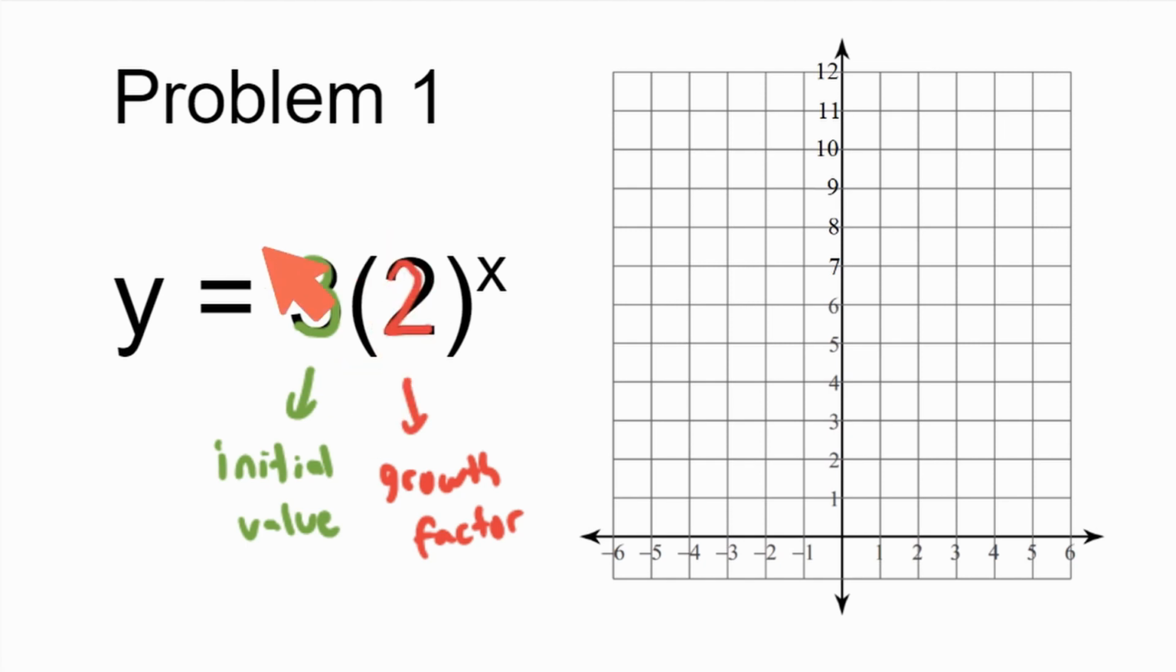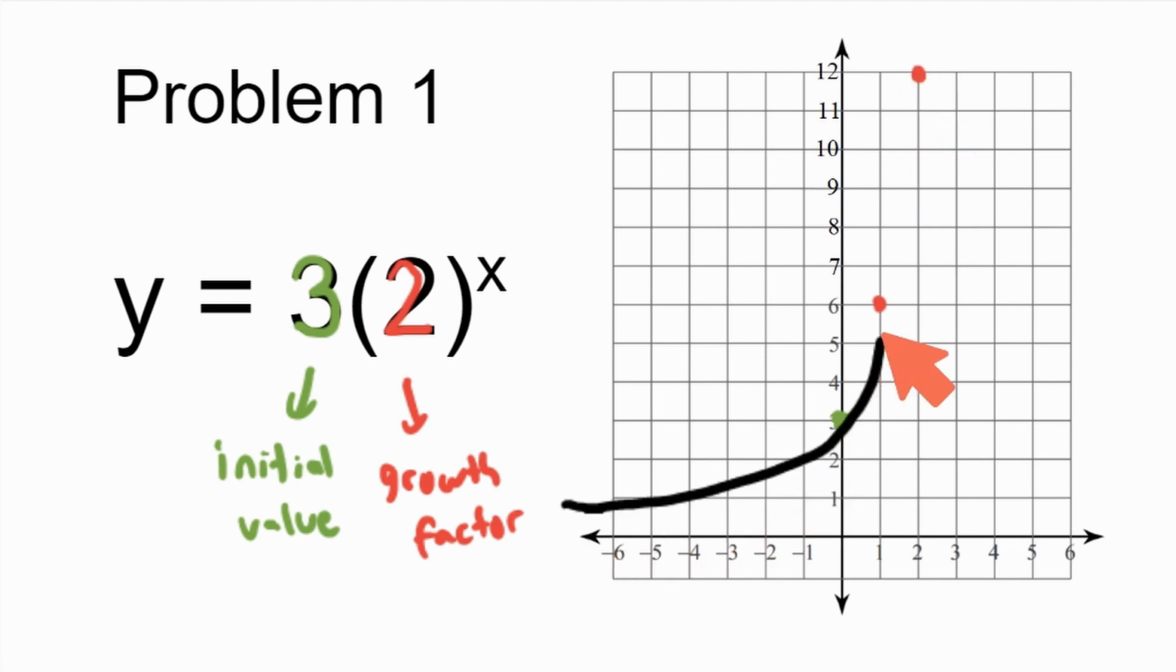We know that our initial value is 3, so we know that our starting point, or our y-intercept, is going to start at 3. So on the y-axis, we're going to go up 3, and here is going to be our initial value. Since our growth factor is 2, we know that as we move along x, each point is going to be times 2, or twice as tall. So 3 times 2, our next height is going to be at 6. And then 6 times 2, our next height is going to be at 12.